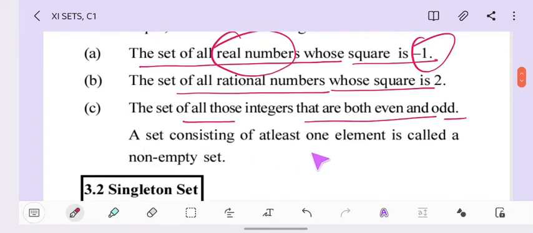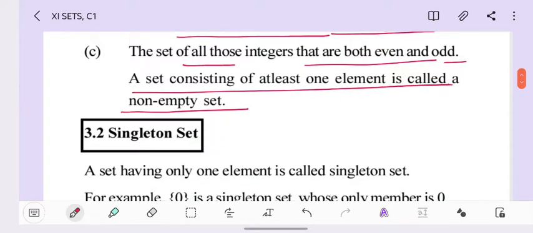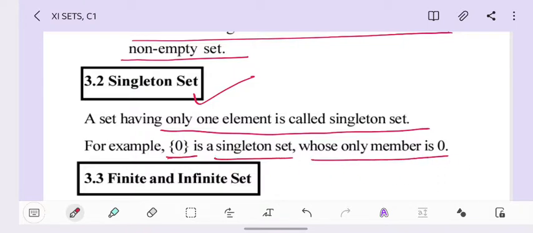A set consisting of at least one element is called a non-empty set. At least one element. Okay, it's called a non-empty set. Empty set means the set consists of no elements, and non-empty set means at least one element. If it contains a single element, that goes to singleton set, or a set having only one member. Having only one element is called a singleton set. For example, {0} is a singleton set whose only member is 0.